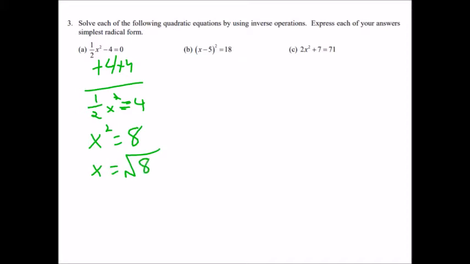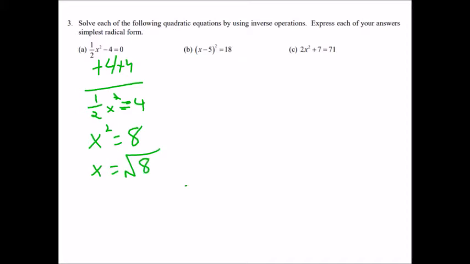Solve each of the following quadratic equations by using inverse operations. Express each of your answers in simplest radical form. So my guess is that these aren't going to be nice numbers coming out like we had for the first 6 or 7. In any case, same process, just you're going to see half x squared is equal to 4. I'm going to multiply by 2, or you could say divide by a half to get x squared. Now 4 divided by a half, or 4 times 2, both give you 8. So x is the square root of 8.